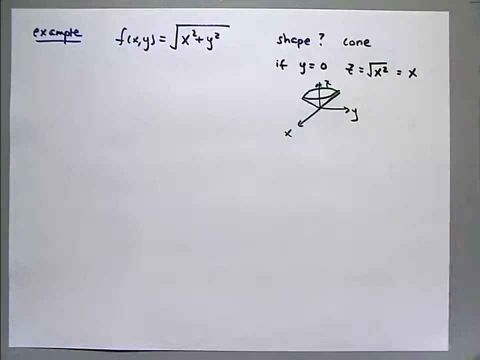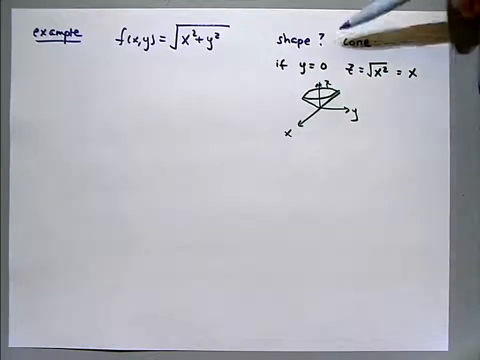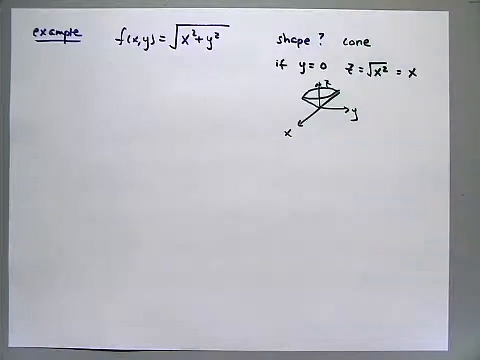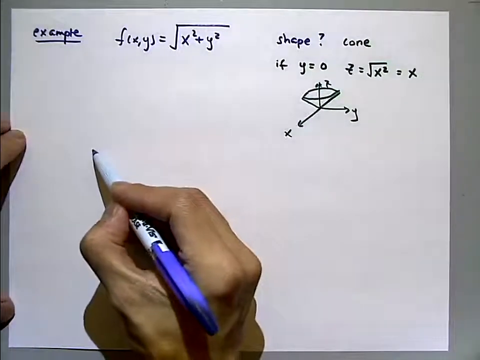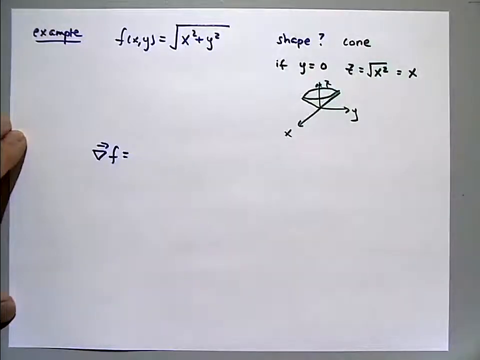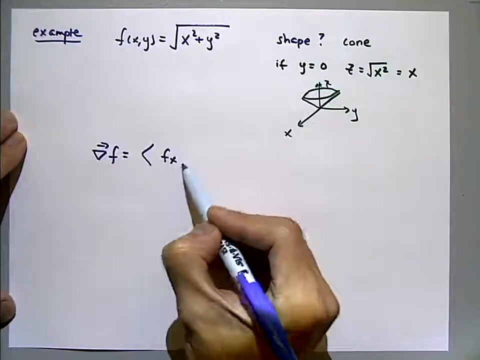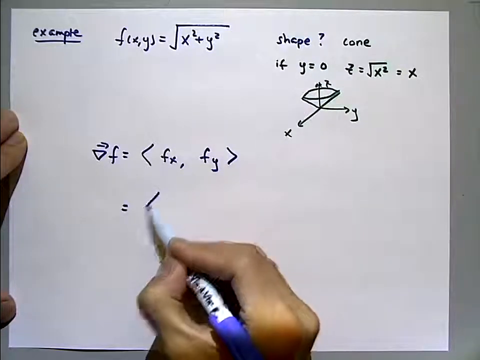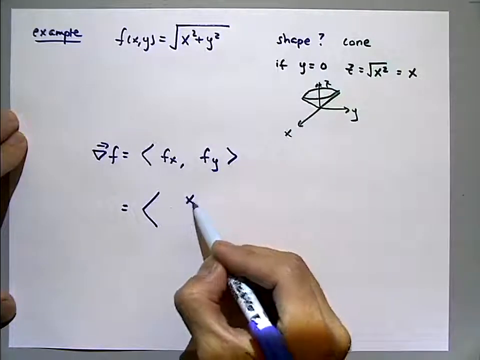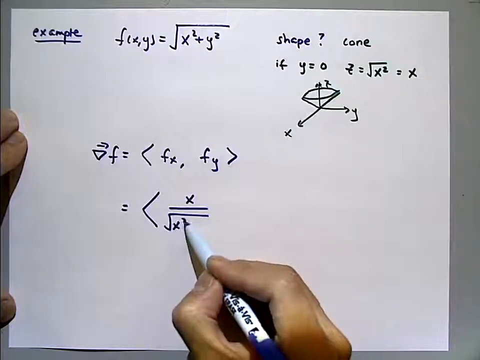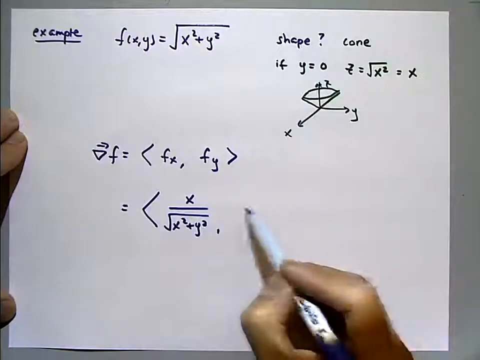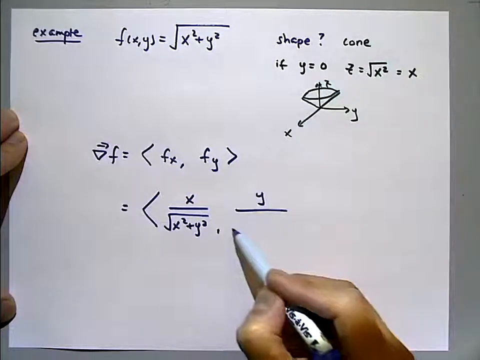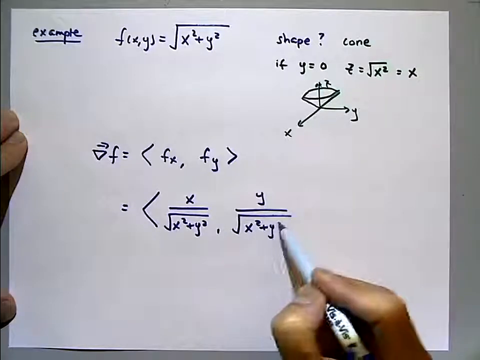Now, for getting a vector field, it's not important whether you know the shape or not. But obviously, for integrating things, you need to know the shape so you can set up your bounds appropriately. Okay, anyway, let's get a vector field out of that. Remember, this is fx comma fy. So we're going to get, let's see, x over radical x squared plus y squared, comma y over radical x squared plus y squared.